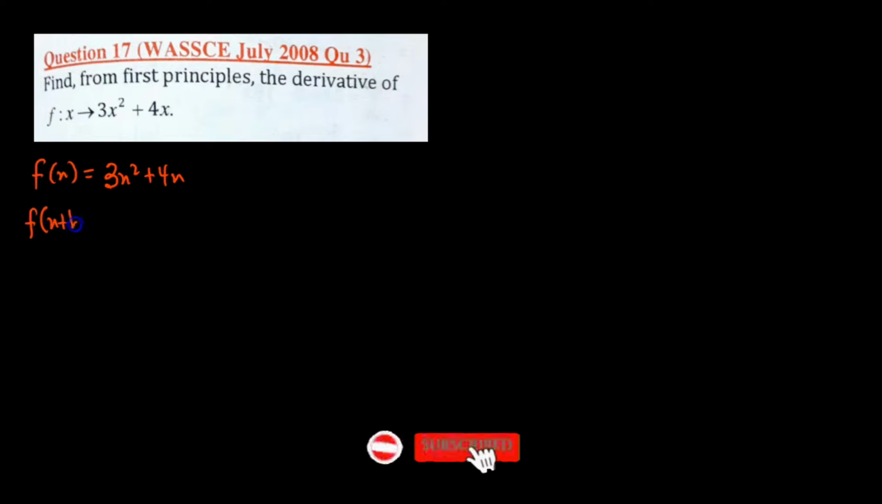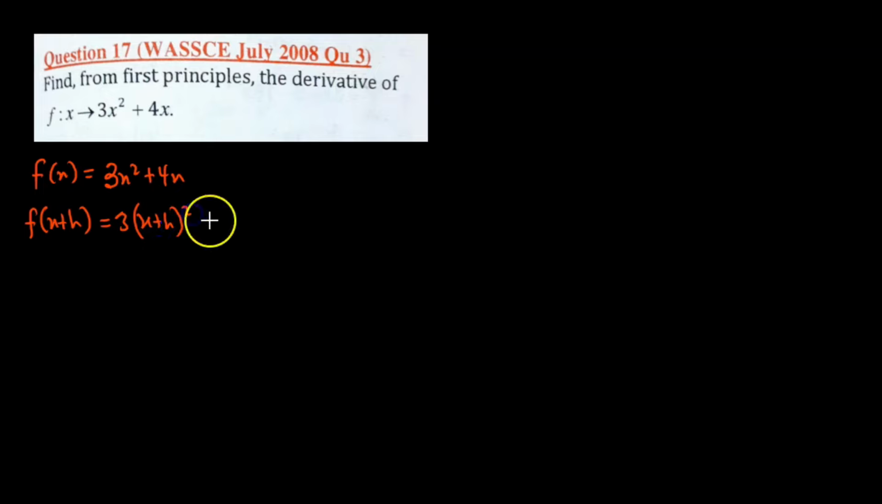Another example is this. Find from first principle the derivative of f such that x maps to 3x squared plus 4x. So as you know, we have f of x given as 3x squared plus 4x. So we need to find f of x plus h. And that should give us 3, wherever we see x, we substitute x plus h there. So we have 3 into brackets, x plus h all squared plus 4 times x plus h.